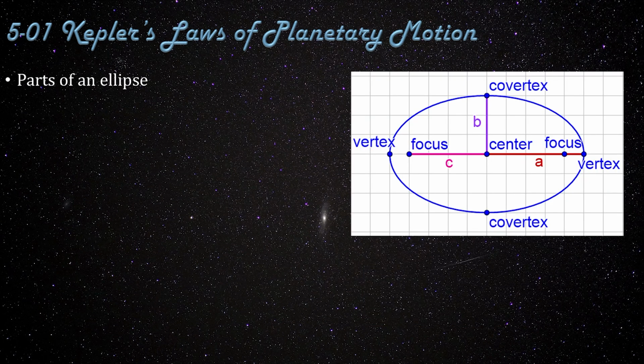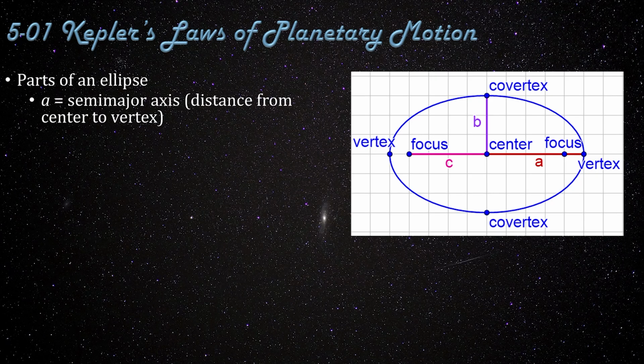Let's talk about the parts of an ellipse, since the planets orbit in ellipses. A is the semi-major axis, or the distance from the center to the vertex, which you can see in the picture. A is the distance to the aphelion plus the distance to the perihelion, over two. So we have RA from the focus to the vertex, the furthest away, and RP, the focus to the closest vertex.